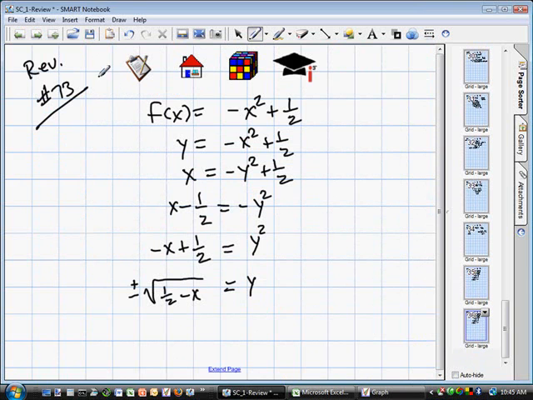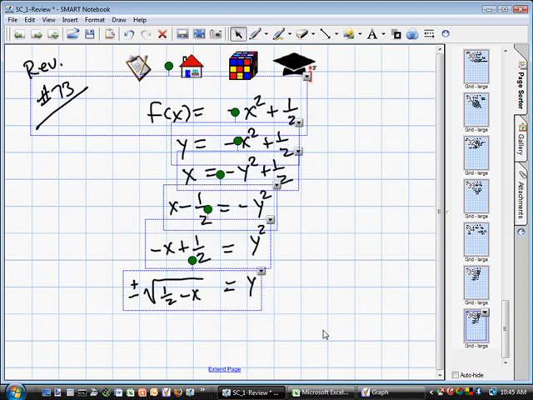Uh-huh. Just making another blank page here. I ran out.